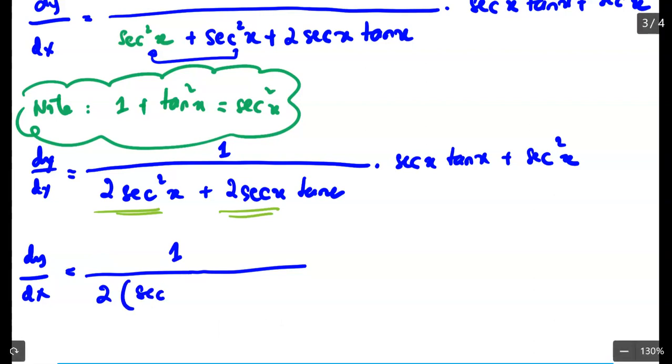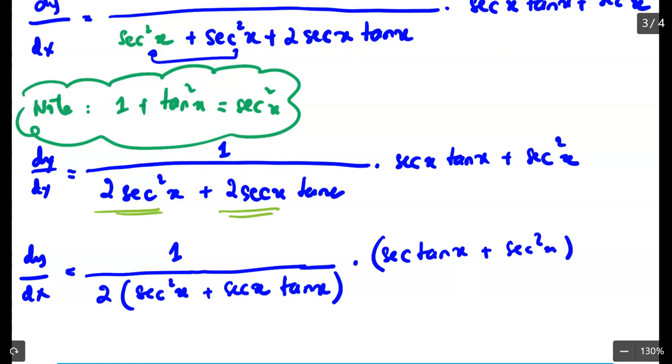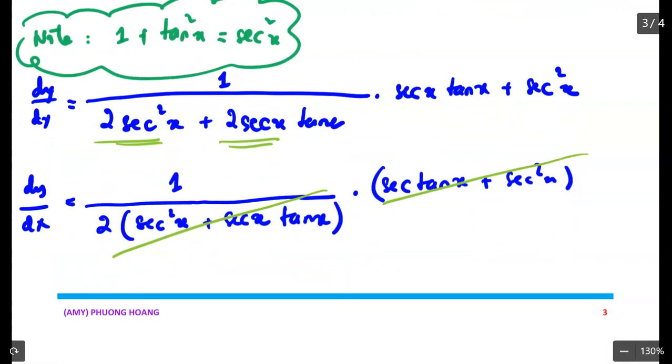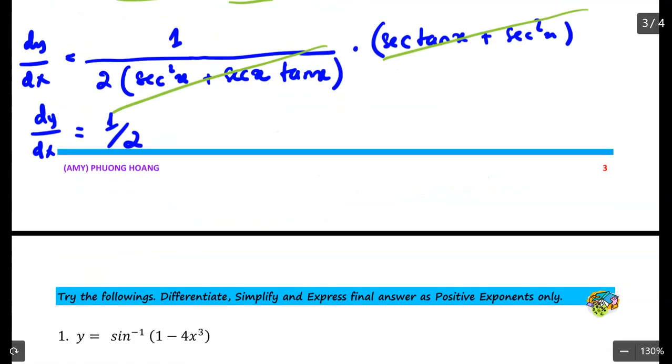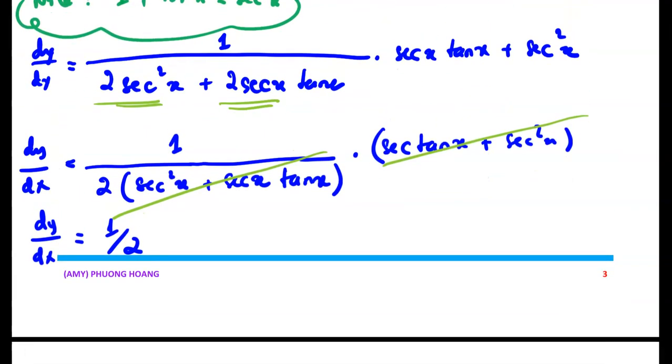So in here I have secant square of x plus secant of x tangent of x. I multiply by the exact same thing here as the numerators. That means this whole thing is cancelled out with that, and my final answer is just equal to a half. So my final answer is equal to a half.